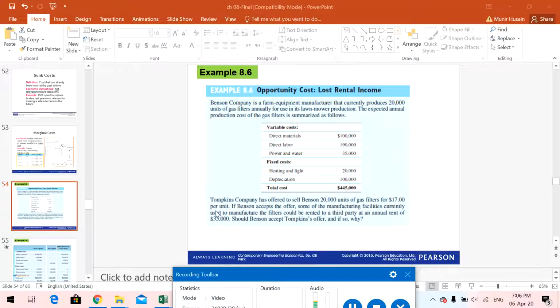Now this is an important concept, right? This is what we call opportunity cost. We will lose this rent if we continue to make this by ourselves, right? But if we go for outsourcing and purchase from them, then we can make this much, right? So now this is important information which we need to consider in decision making. Let's see how our numbers will change. We'll see now.